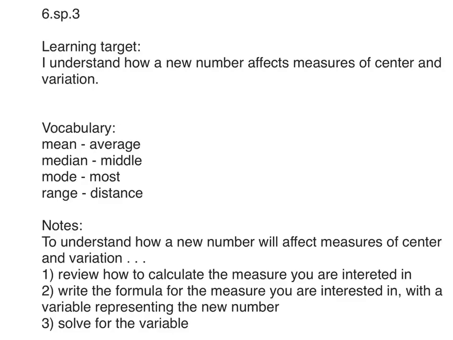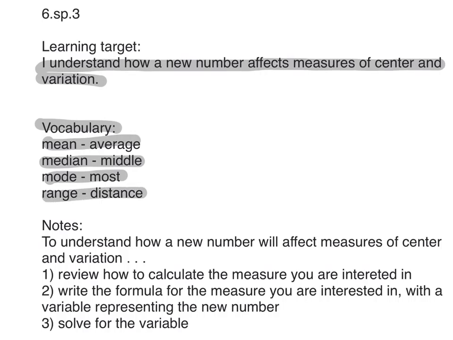Learning target 6.SP.3. I understand how a new number affects measures of center and variation. So the vocabulary is staying the same. The mean is the average. The median is the middle. Mode is the most. Range is the distance.